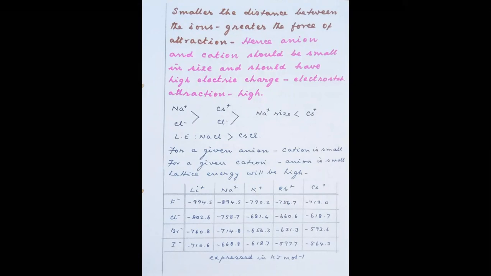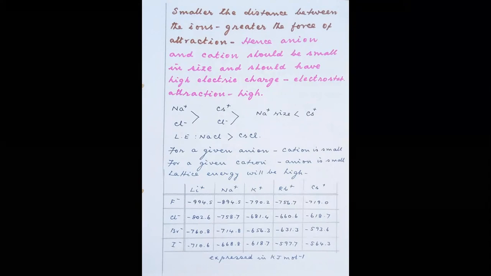So smaller the distance between the ions, greater will be the force of attraction. And we have already told you that bringing the ions still closer than this smaller distance will result in repulsion. But this smaller distance we are speaking about is the equilibrium distance. So what happens? Sodium plus ion, chloride ion. Cesium plus ion, chloride ion. I'm keeping the chloride common.